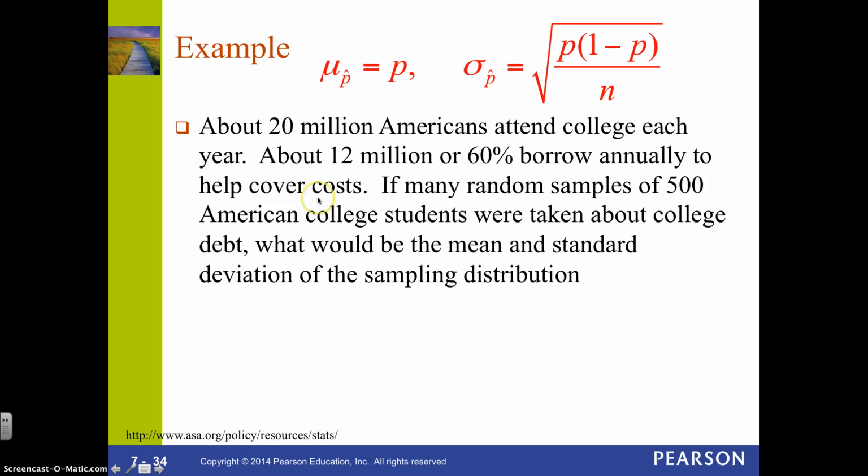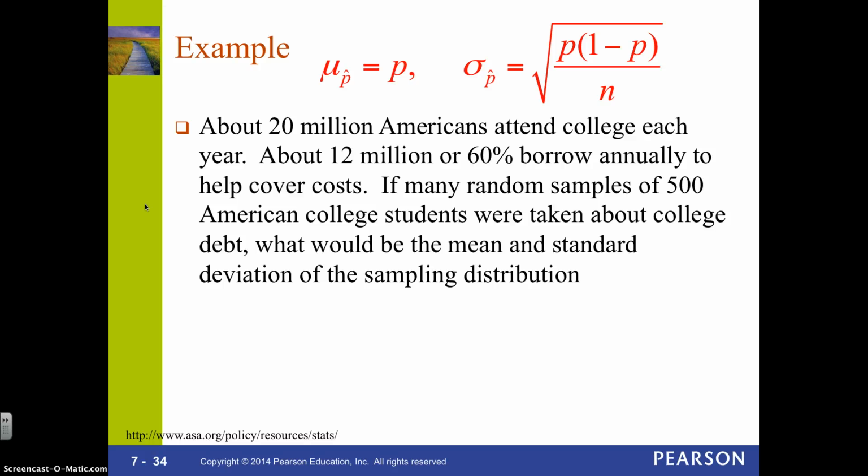Okay, so about 20 million Americans attend college each year. About 12 million, or 60%, borrow annually to help cover costs. If many random samples of 500 American college students were taken about college debt, what would be the mean and standard deviation of the sampling distribution? Remember, in real life we only take one sample, but in statistics class we talk about taking many samples so that we know if we take one sample, that one sample should be accurate. And again, all of this is based on taking a simple random sample.